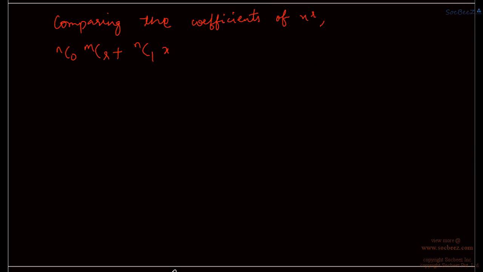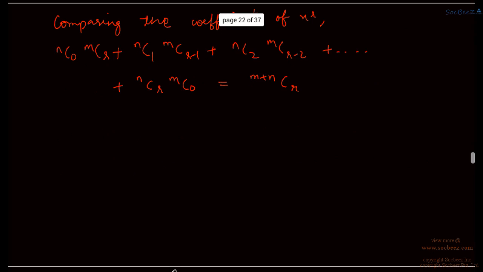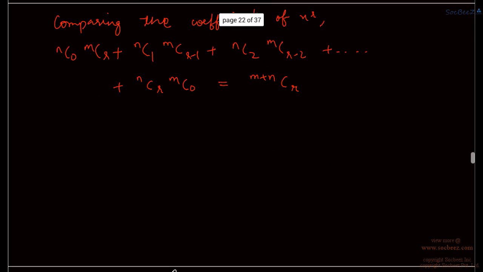plus, if it is mC1, because we can only move left now, this must be mC(r minus 1). mC2, mC(r minus 2), all the way till nCr, mC0. This must be equal to the coefficient of x to the power r in (1 plus x) to the power m plus n, which is pretty obvious. It must be (m plus n)Cr. So we see that our result has been proven.